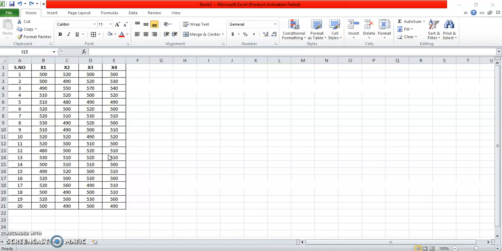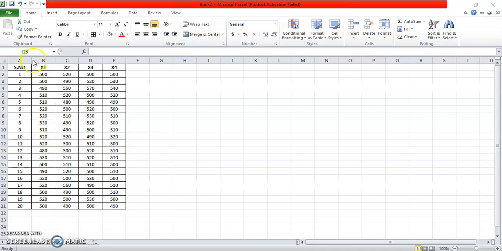So I hope you remember, while constructing an X bar chart, how did we proceed? With the help of range and using standard deviation, we explored how to prepare an X bar chart. And in the very first video, we learned how to prepare an X bar chart by using the sample mean. So here we are going to find out how to construct an R chart or control chart for range.